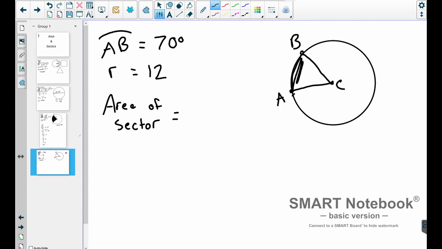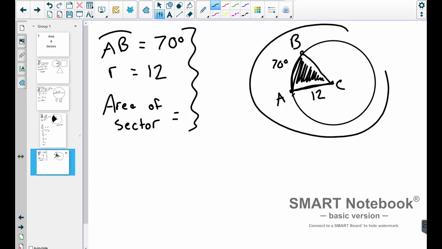Looking for that shaded region again. We also say that our radius is equal to 12. So you'll have a problem like this, and you won't be given this part over here. You'll just be given this circle, and from that you have to find the area of the sector.